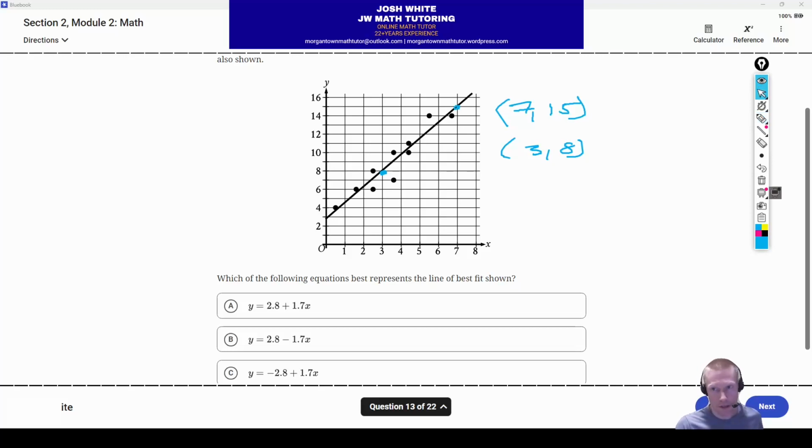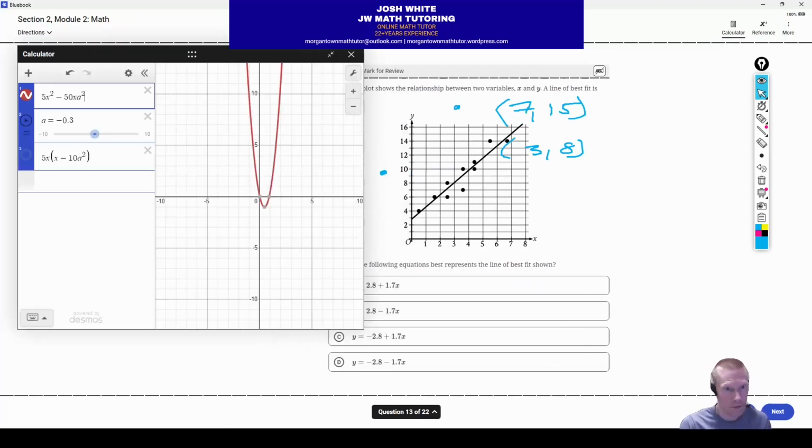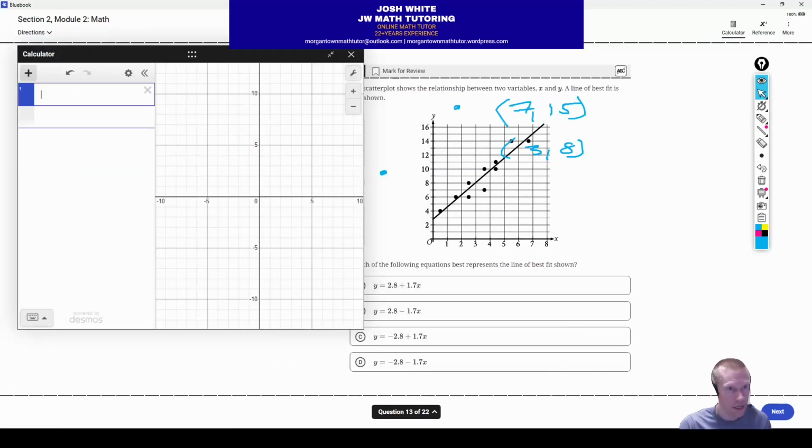So let's go to Desmos. Let's just do a linear regression. Zoom back to regular size. Add those 2 points, 7, 15 and 3, 8.